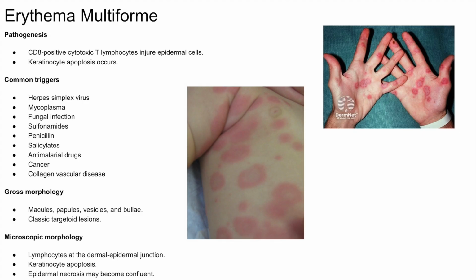Herpes simplex virus is the most common trigger, although other infections and occasionally medications may be responsible. CD8 positive cytotoxic T cells injure keratinocytes, producing apoptosis and lymphocytes along the dermal-epidermal junction. Erythema multiforme is generally self-limited and resolves over several weeks. Mycoplasma-associated disease with prominent mucositis is now often classified as a reactive infectious mucocutaneous eruption, or RIME, rather than being grouped automatically with classic erythema multiforme.